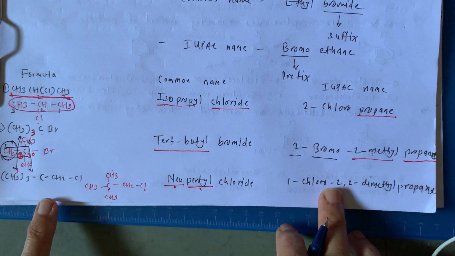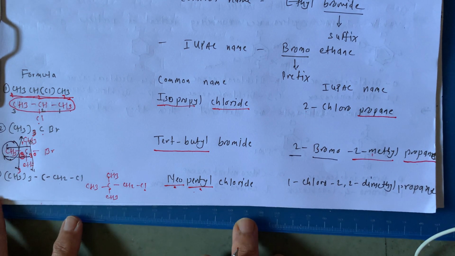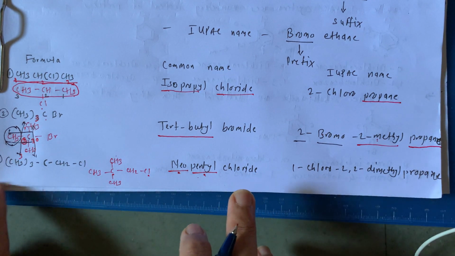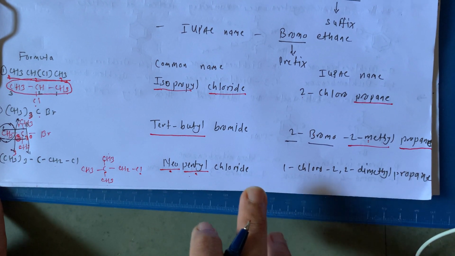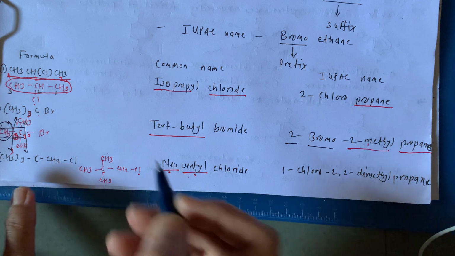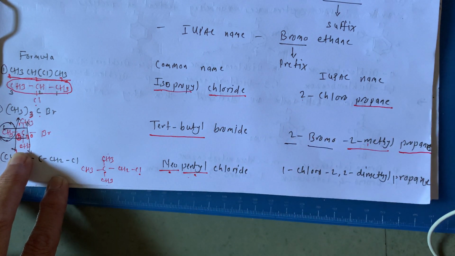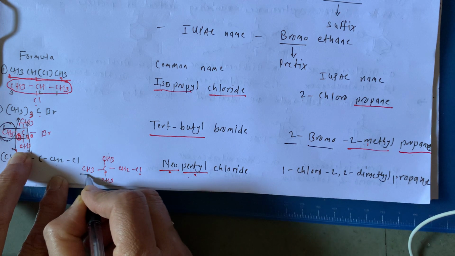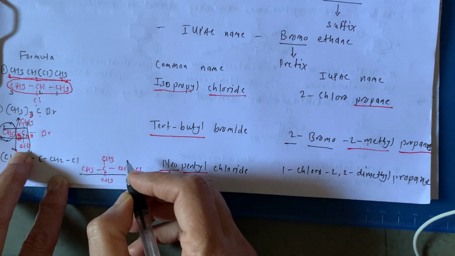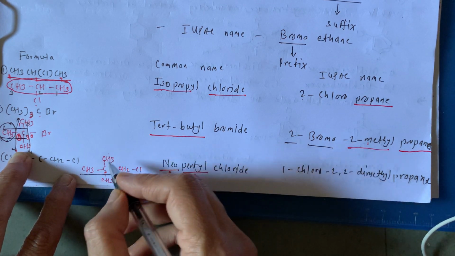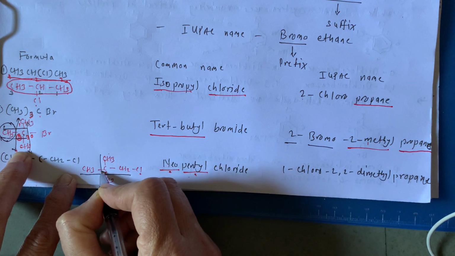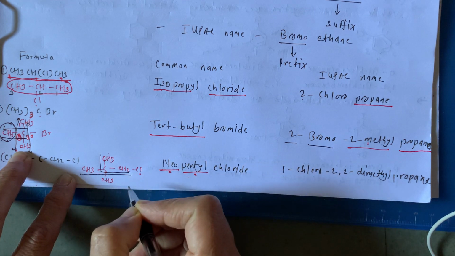Now we are going to see IUPAC. Yes. What is the first thing? The first thing is that you have to select the longest continuous chain. So now very easily we can find out, this is our longest continuous chain, that is the CH3CCH2. Or you may say, here it is, this is the longest continuous chain.